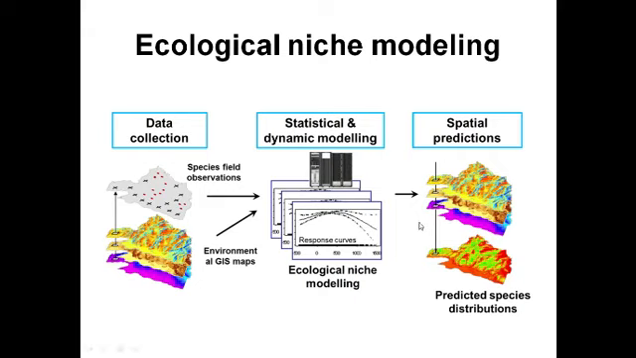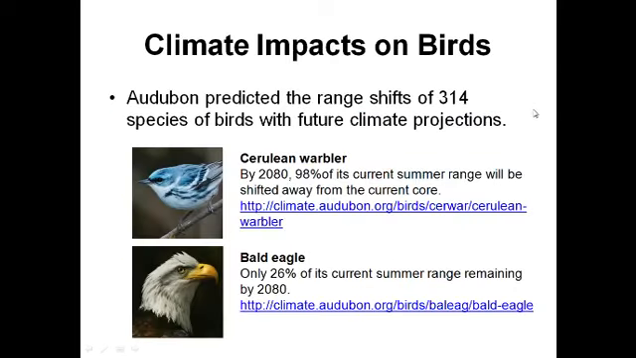Okay, so let me show you an example of ecological niche modeling. You may know about the Audubon Society, right? This is one of the oldest citizen groups in the world, and they are specifically dedicated to conserving birds in North America. Recently they ran some niche models to look at the impact of climate change on birds. They actually did this analysis for 314 species of birds, so I'm going to show you just two.